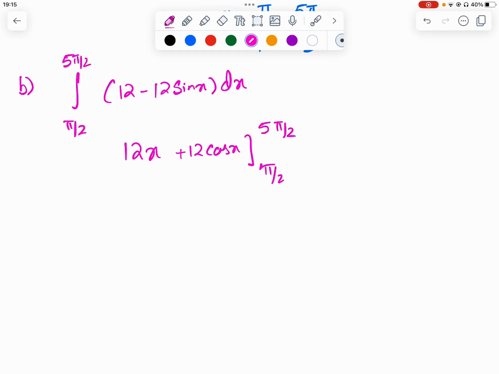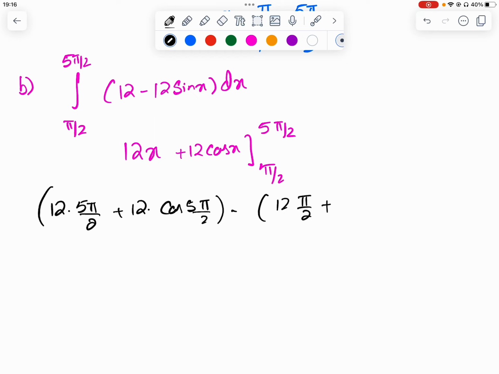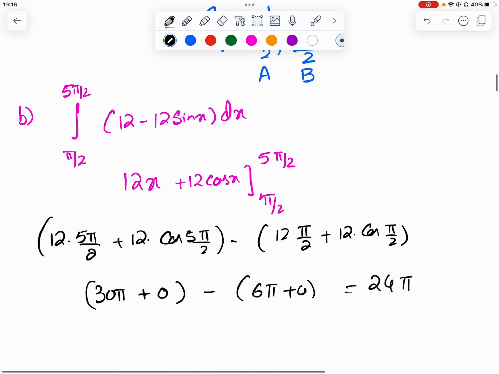Now plug in the values. You are going to get 12 times 5 pi by 2 plus 12 times cos 5 pi by 2, minus 12 times pi by 2 plus 12 times cos pi by 2. Simplify that, which becomes 30 pi plus 0 minus 6 pi plus 0. So the answer is going to be 24 pi.